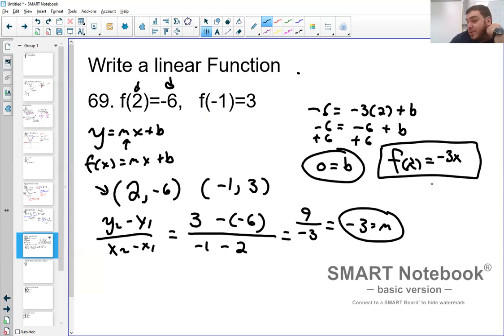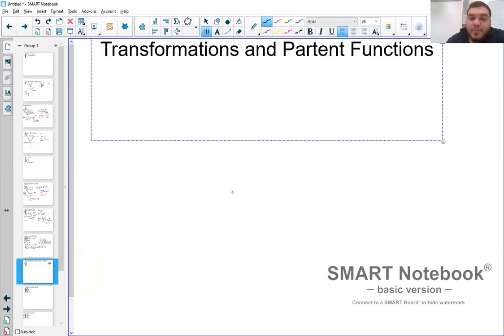Again, this is literally algebra 1. I'm literally testing on my algebra 1 Wednesday on this. So if you can't do it, you should be a little bit embarrassed, honestly. But you got it. Don't sweat it.